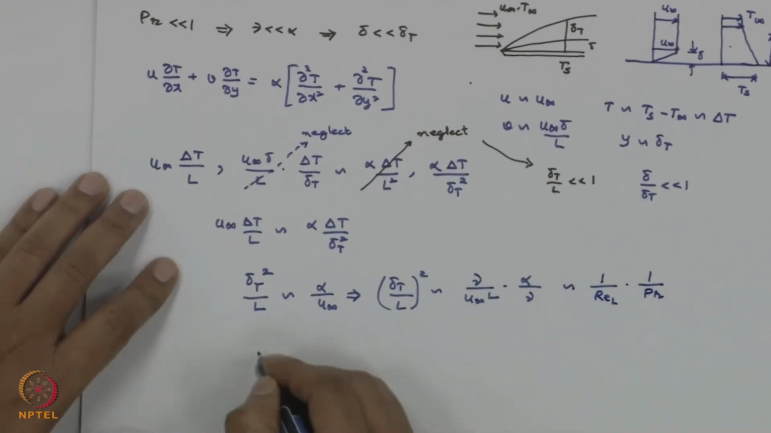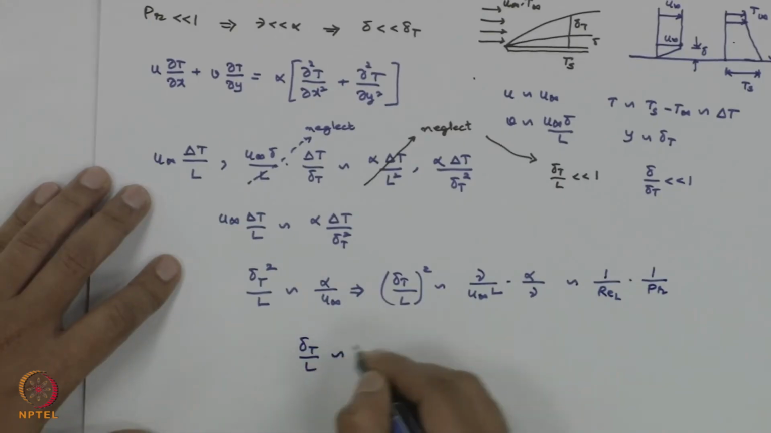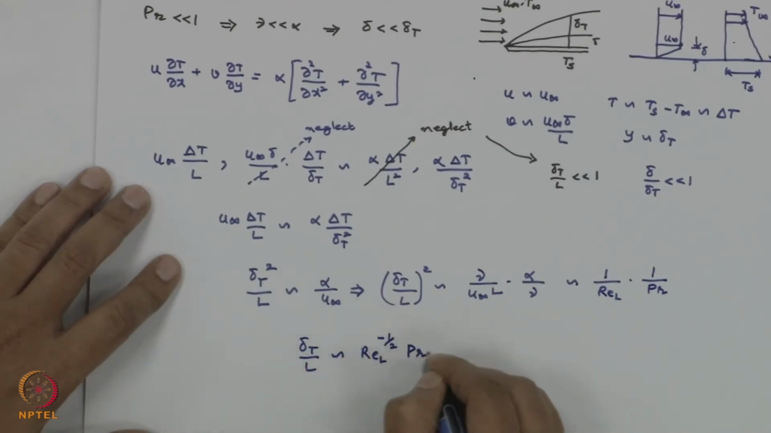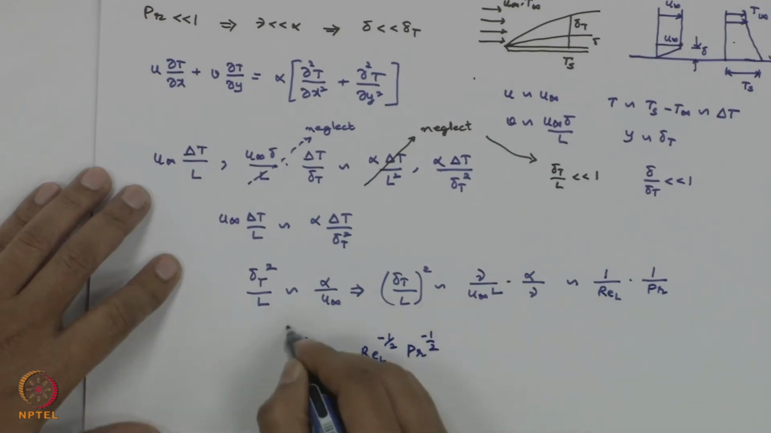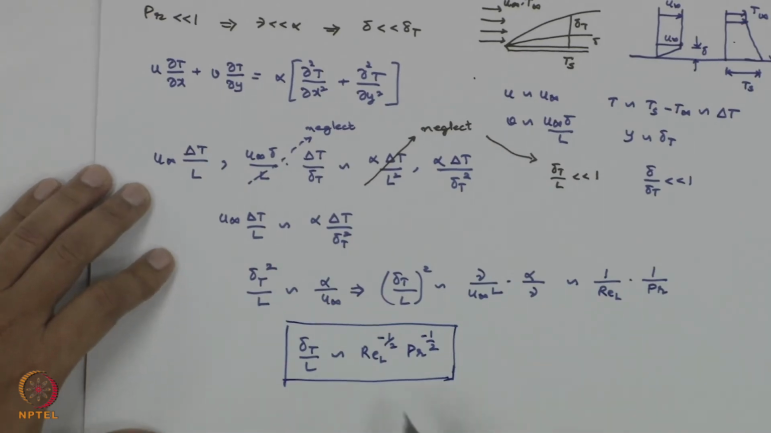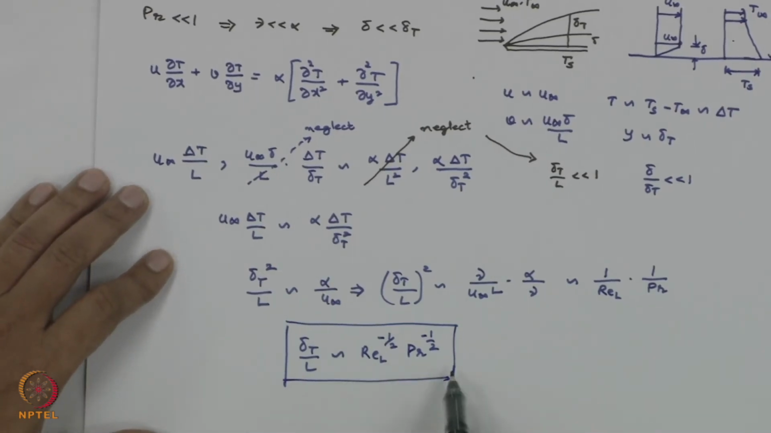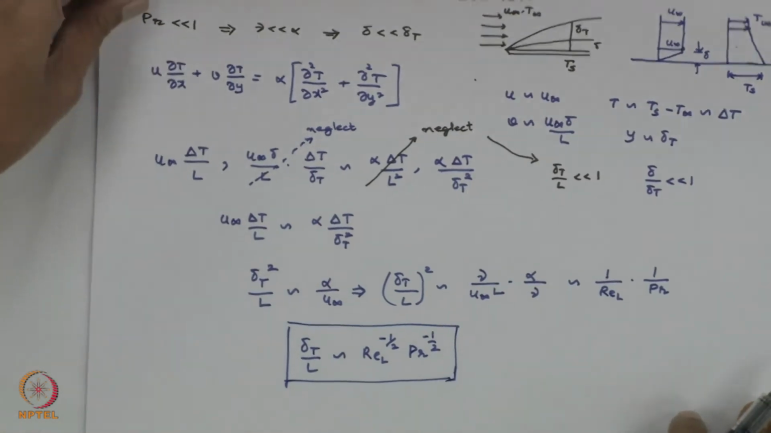So that means I get delta T by L is of the order of REL to the power of minus half PR to the power of minus half. You see, if you recollect, when we non-dimensionalized the energy equation, we said that it is a function of RE and PR, and we are getting RE and PR only. Now let us take up Nusselt number.